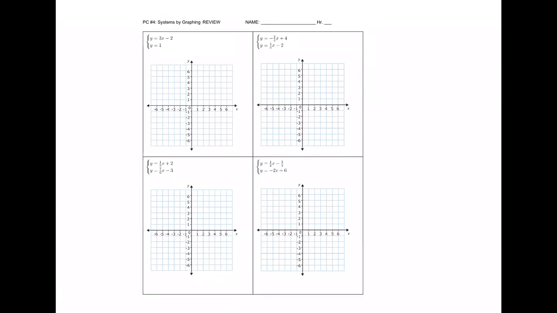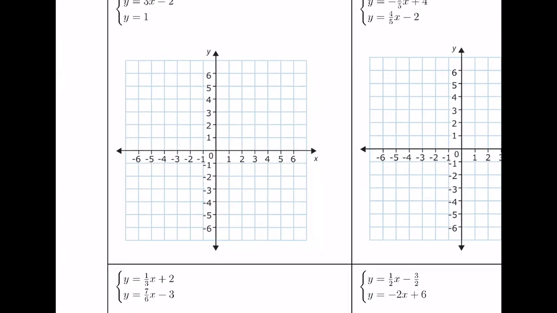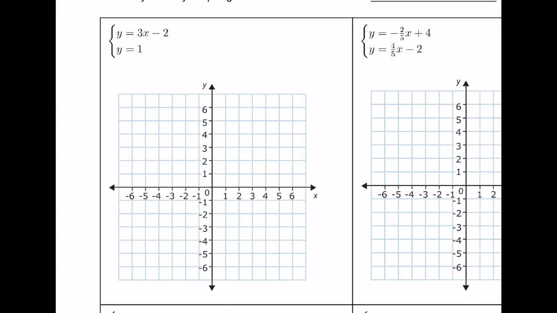We're going to review for PC number 4, Systems by Graphing. And the first one has a special case, y equals 1 for the second equation. But let's go ahead and start with the top one.